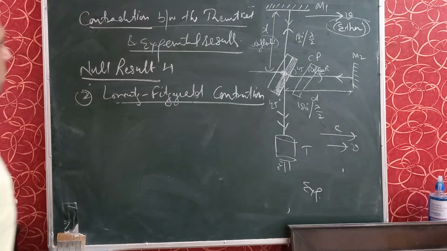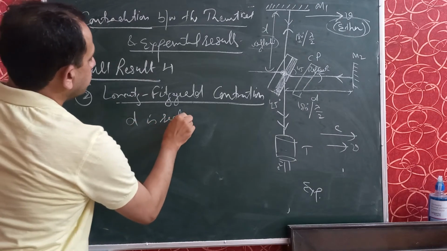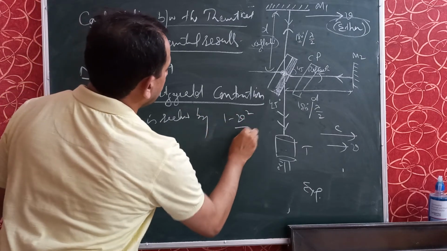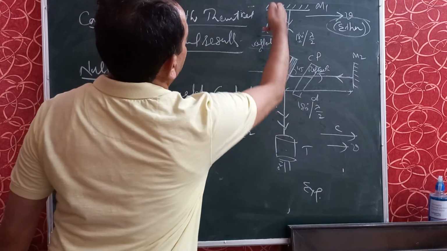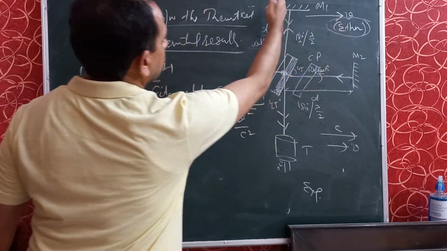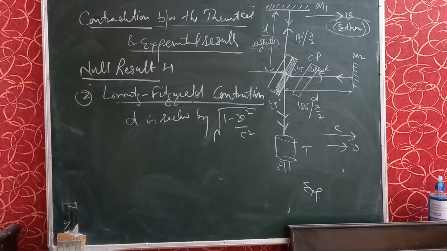So that is called Lorentz-Fitzgerald's contraction. So the length or distance is reduced by the square root of 1 minus v square upon c square. This is the relativity factor by which the length or distance appears shorter. This distance is perpendicular to the velocity of ether, so it remains same, but this distance is along the direction of ether, so it appears shorter. So by this contraction, the null result is obtained.